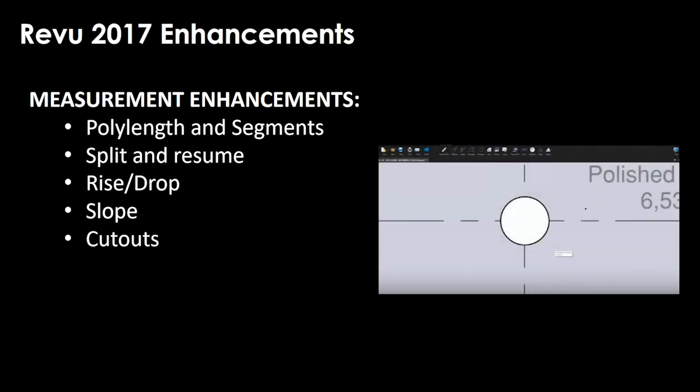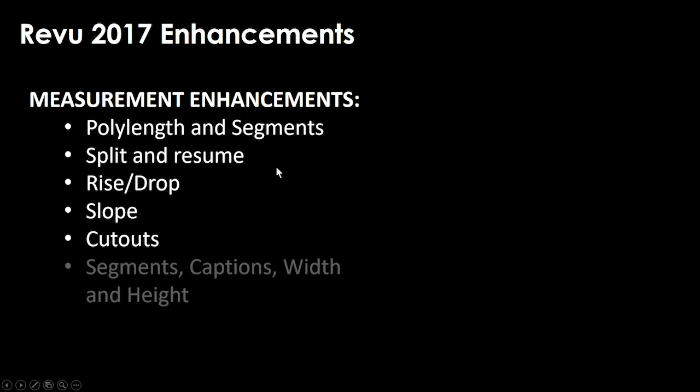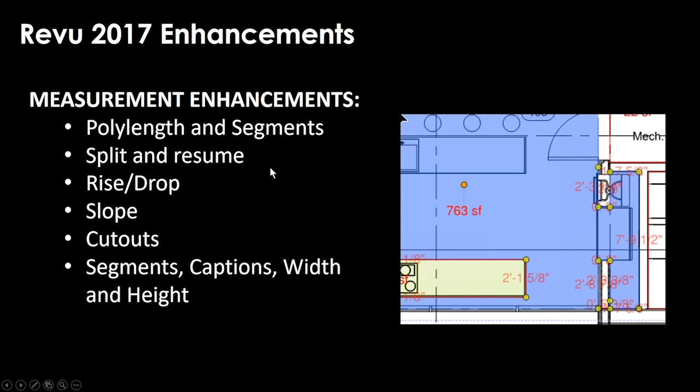Cutouts. If you've put an area in, you now have the ability to put in a cutout shape. So for instance, if I did a whole floor area and I wanted to do cutouts for columns or other items, you now have the ability to do that to reduce your square footages. You also had the ability to toggle on segment captions with width and height. So if you had a boundary, not only would it tell you the area of that boundary, but you could now get the individual lengths of all of the perimeters.